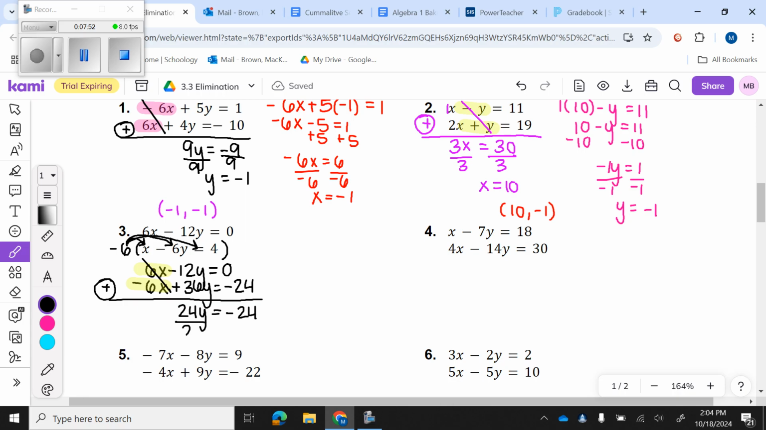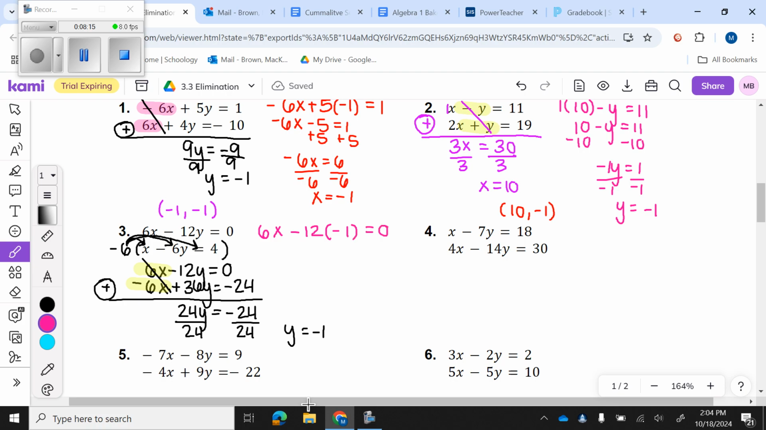You're going to divide both sides by 24. -24 divided by 24, I'm going to get y equals -1. I've got my y, so I've got to substitute it back in so I can find my x. So I'm just going to do my top equation. I'm going to have 6x minus 12, and instead of a y right here, I'm going to put a -1, equals 0.